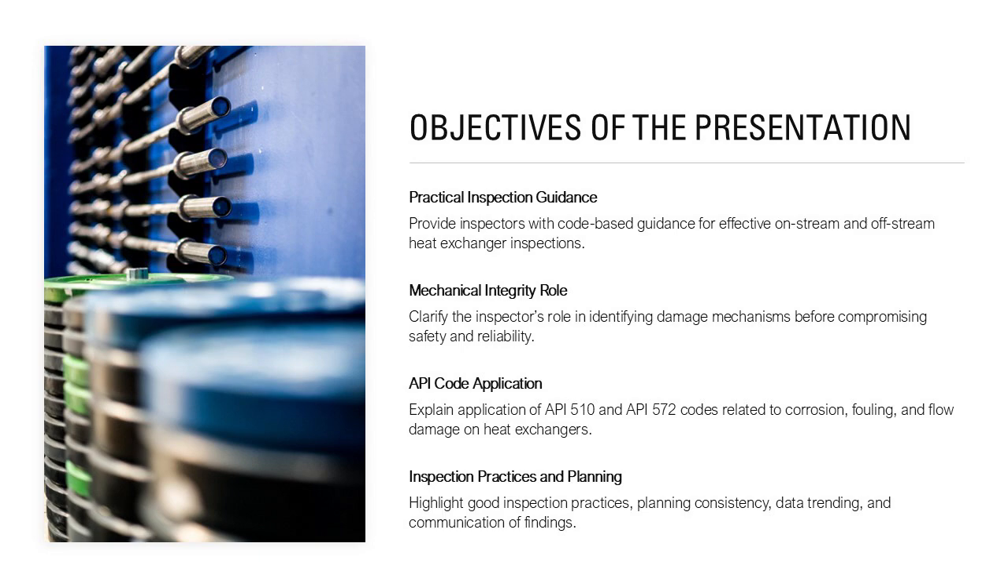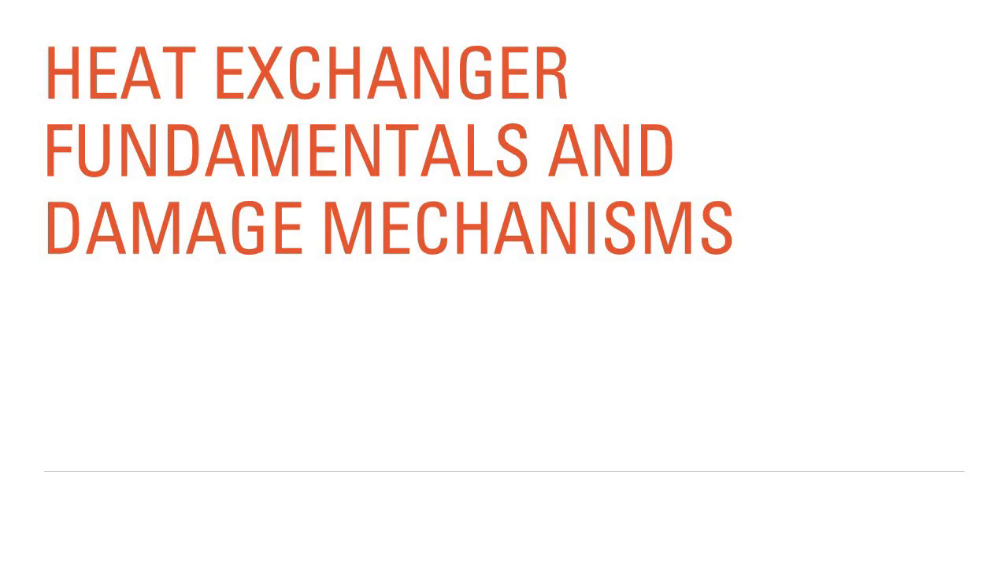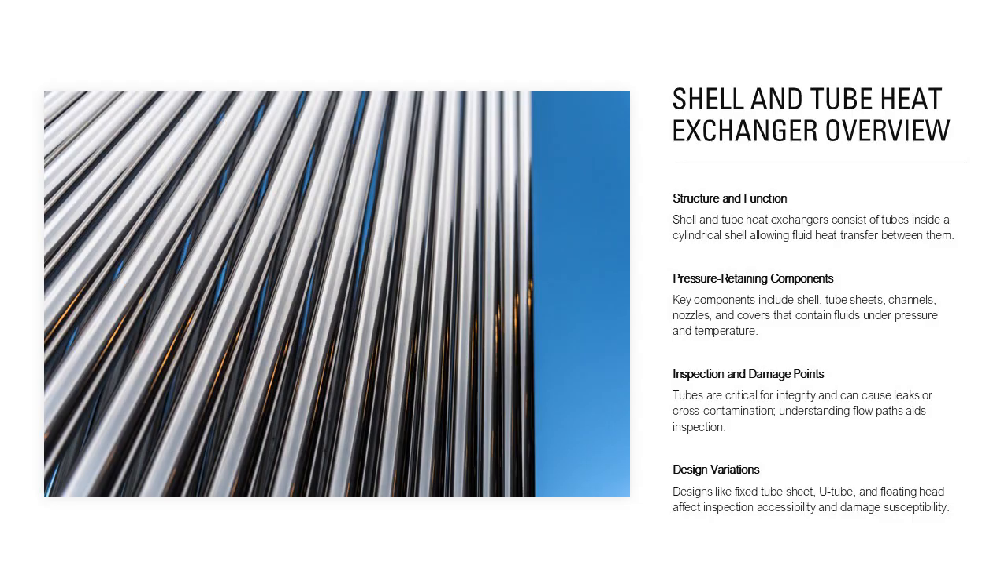Shell and tube heat exchanger overview, typical design components, common damage mechanisms in heat exchangers. Shell and tube heat exchangers are among the most common types of heat transfer equipment used in process industries. They consist of a bundle of tubes enclosed within a cylindrical shell, allowing one fluid to flow through the tubes while another flows on the shell side.